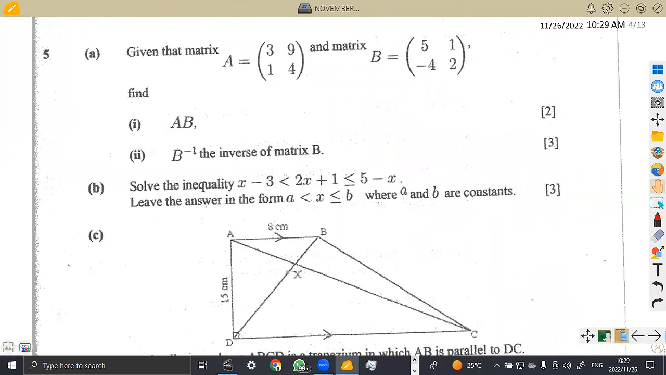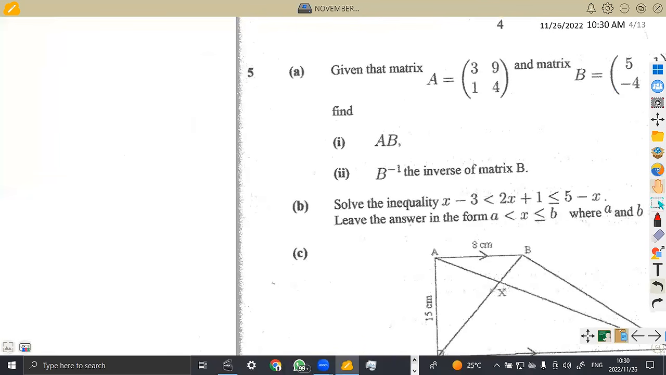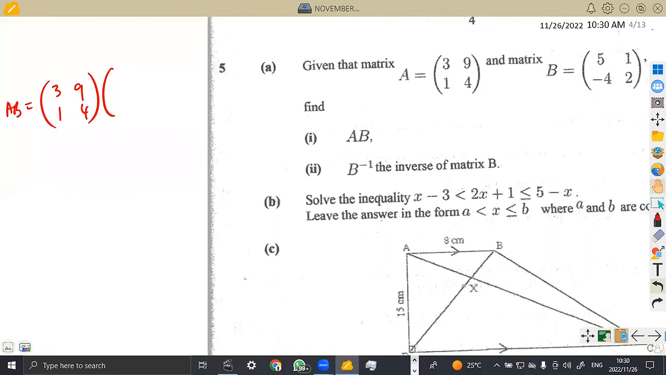Okay, number 5, we are now given matrices. We've got matrix A, matrix B, then we are given to find AB, that is the product of the two. So as you know, guys, AB simply means you're multiplying A times B. So that was the first part of question number 5A, item 1. So AB simply means you're multiplying matrix A, that is 3, 1, 9, 4, by matrix B, which is 5, -1, 5, -4, 1, 2. So put 5, -4, 1, 2.